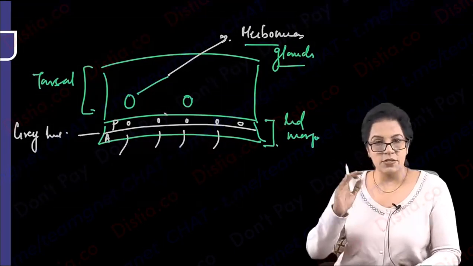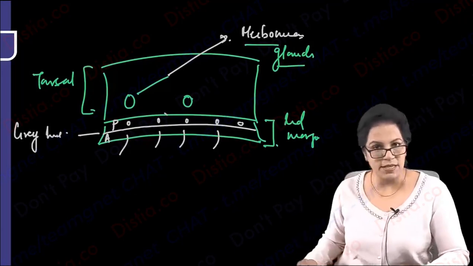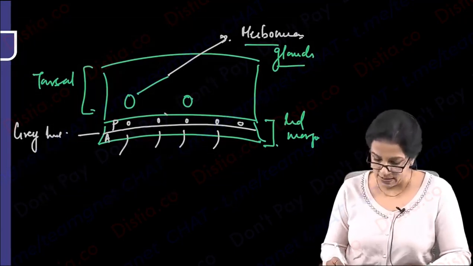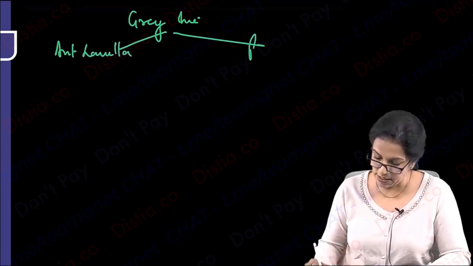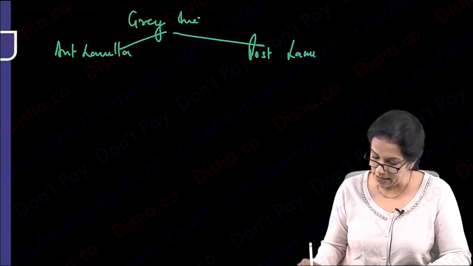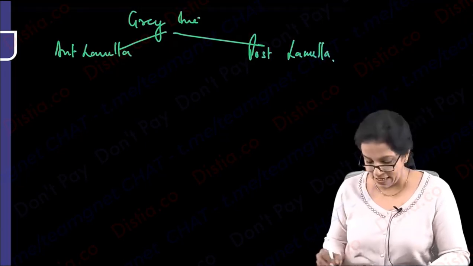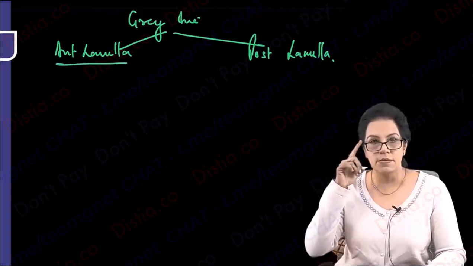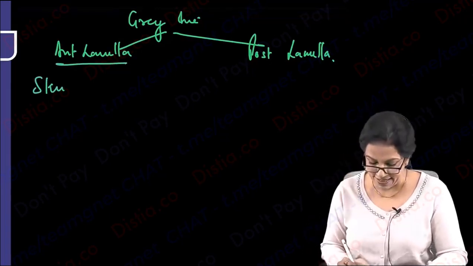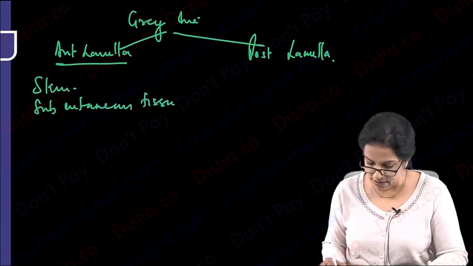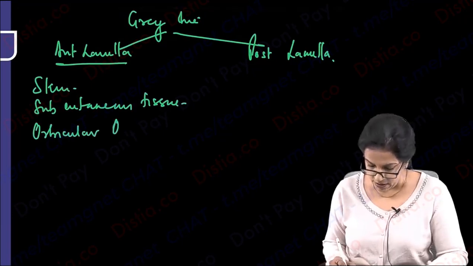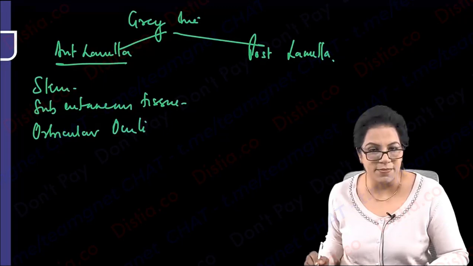Now this grey line is actually dividing all the layers of the lid into two lamellae. One is the anterior lamella and another is the posterior lamella. Now anterior lamella, what are the structures? Think with me. Anteriorly, first will be skin. Then comes your subcutaneous tissue, and then the next superficial muscle, which is your orbicularis oculi. All these will come in the anterior lamella.